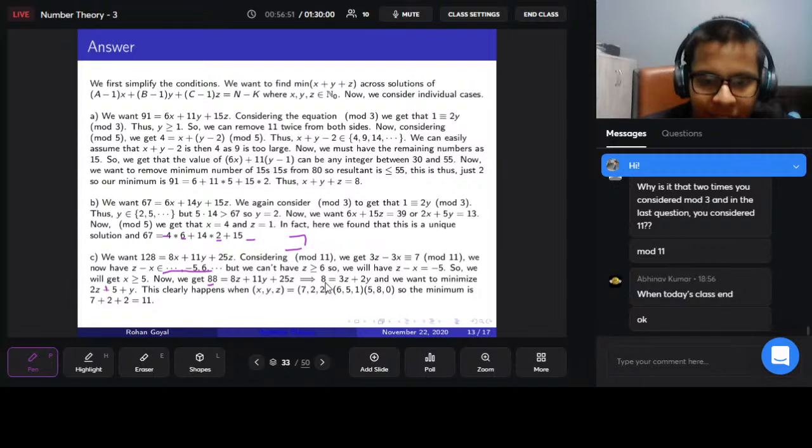Now, as we get this and we want to minimize 2z plus 5 plus y, we consider the different values that we can take for x, y, z. We are only left with 3 sets, and of course the minimum is at 7 plus 2 plus 2. Our answer is 11.